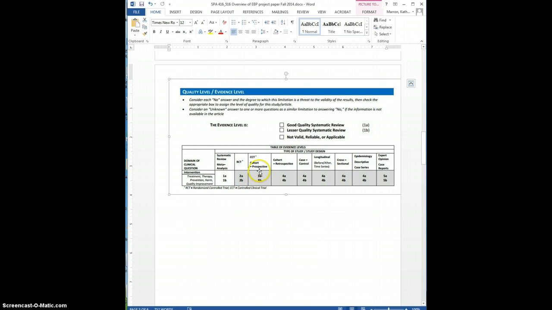Then level 3 is usually a well-designed clinical study but did not use random sampling or selection of participants based on random criteria. And then level 4 would be more of a case control study where some individuals are provided treatment and some are not. And then the lowest level is an expert opinion or individual case studies.